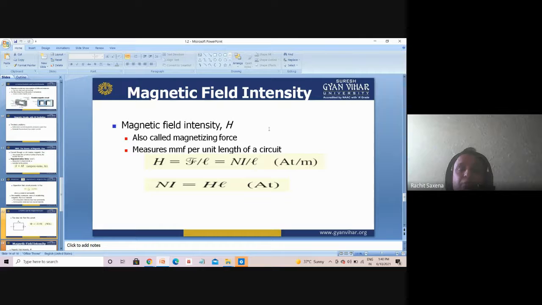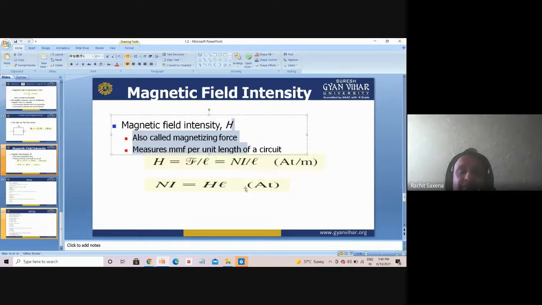It measures mmf per unit length of a circuit. We can also write it like this: mmf by L, where L is length. And mmf is also known as ampere turn, so Ni, and its unit is AT. Their unit is ampere turn, so we can say that ampere turn is AT, and length is per meter. So AT per meter, ampere turn per meter, that is represented by H.